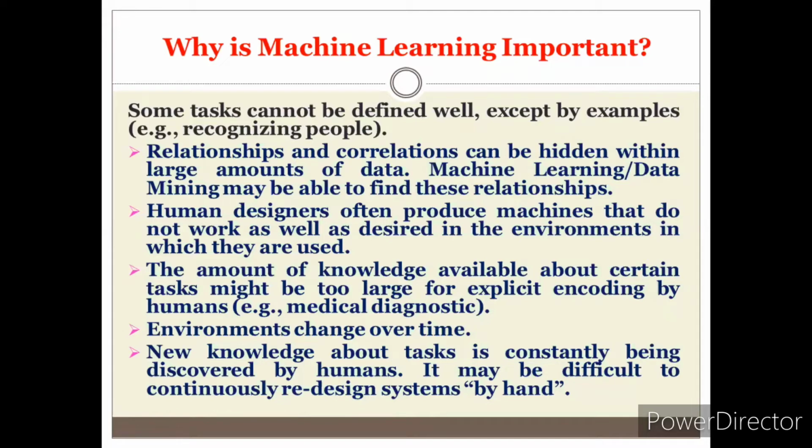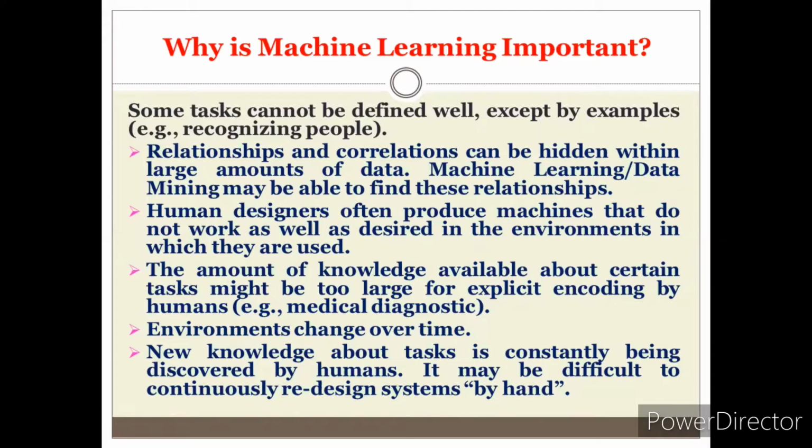Human designers often produce machines that do not work as well as desired in the environment in which they are used. There are certain instances where they may not work according to the requirement for which they were designed. The amount of knowledge available about certain tasks might also be too large for explicit encoding by humans. As we can see, there are a large number of patients and a large amount of data for the treatment of diseases, and it becomes difficult to analyze and predict.